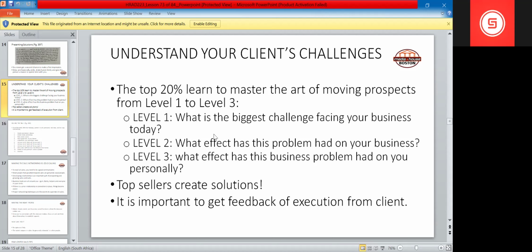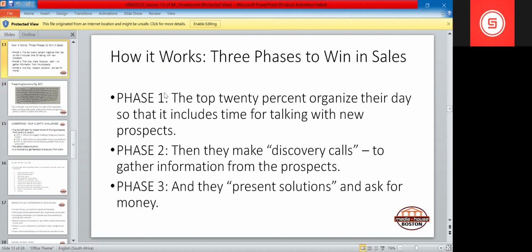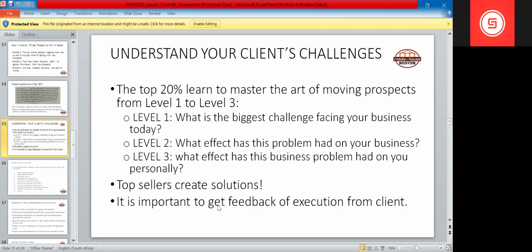Right, so the top 20% learn to master the art of moving prospects. This is the top 20% of salespeople, from level one to level three. We spoke about those particular levels, or phases, should I say. So once again, phase one is knowing how to organize your schedule, right? Then making those discovery calls, presenting your solutions and asking for money. It's not drawn out, but there are different aspects within that last phase as well. Level one: what is the biggest challenge facing your business today?